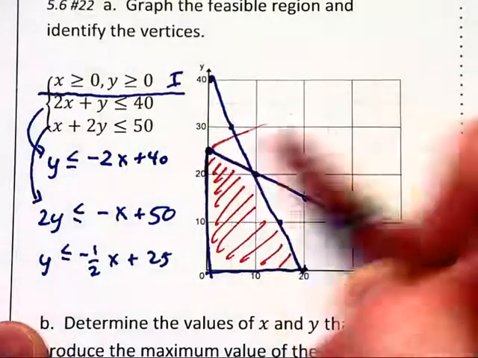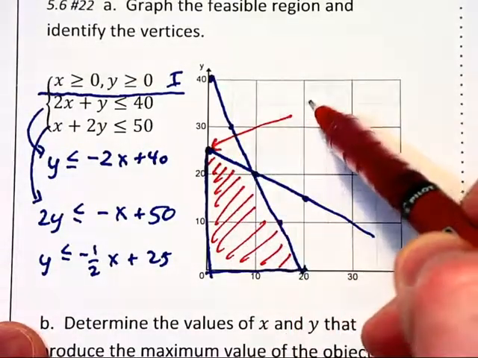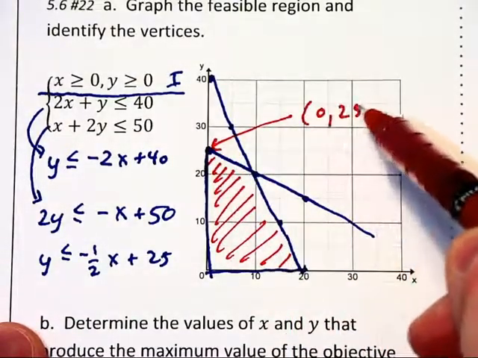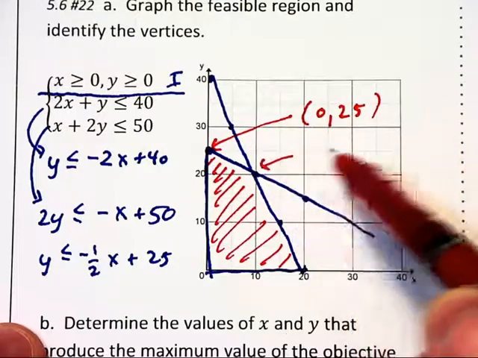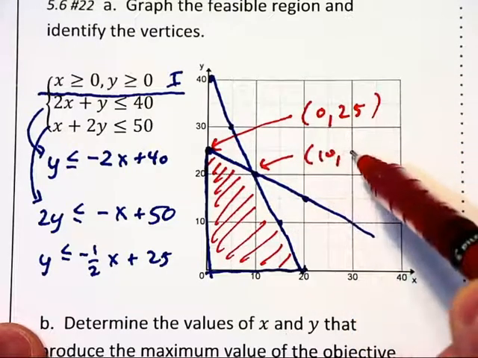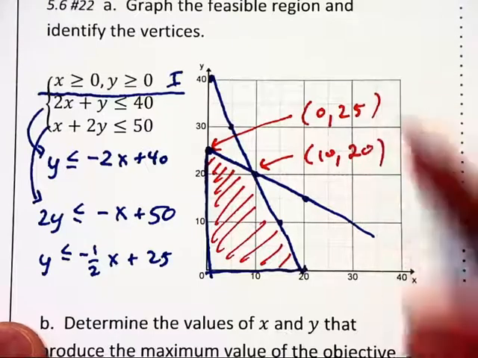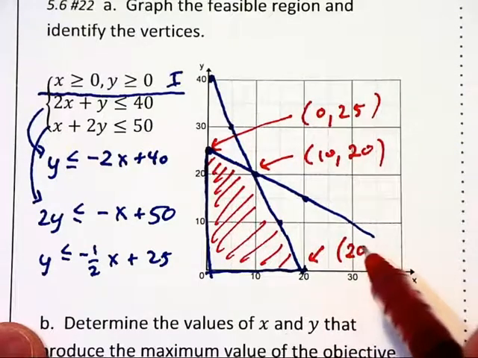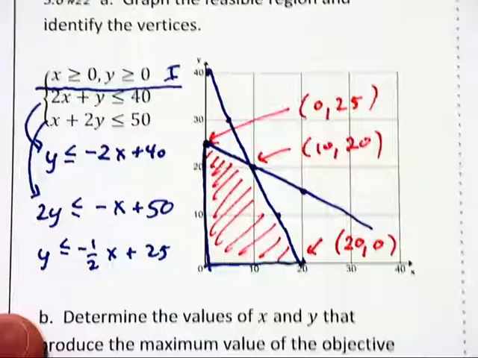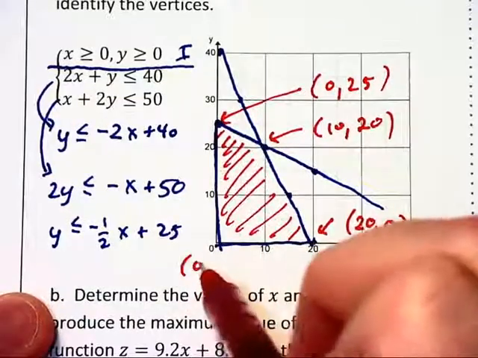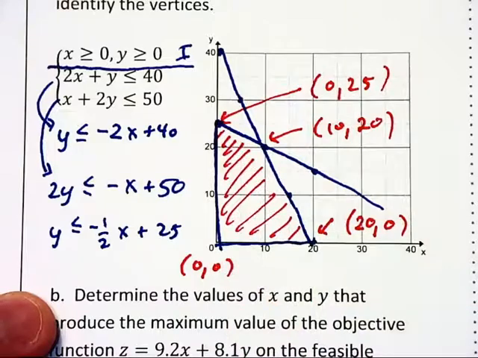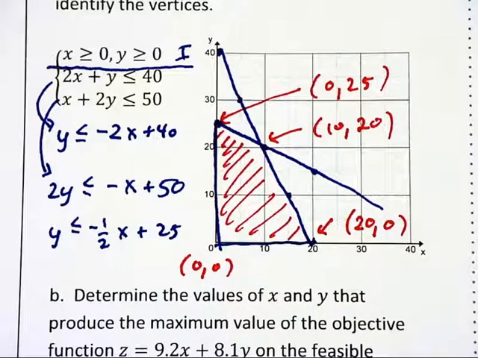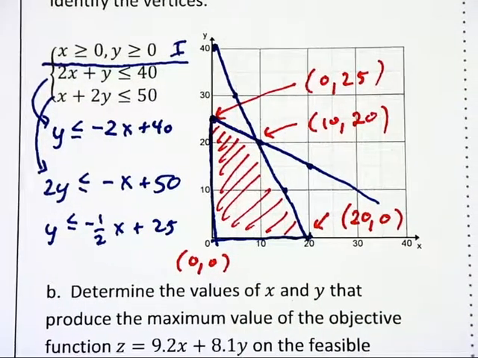Now I need to identify those vertices. So on the top left there I have 0, 25. This point of intersection is 10, 20. Down on the bottom right I have 20, 0. And we have the origin, which is of course 0, 0. So those will be the vertices of that polygon that was formed inside.